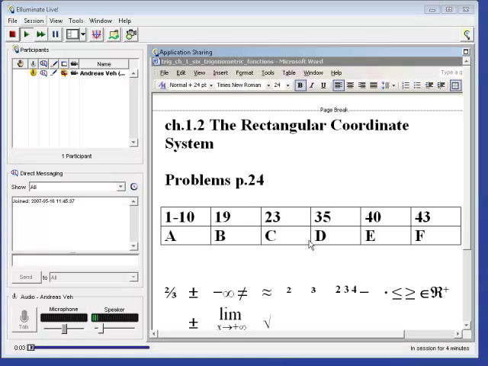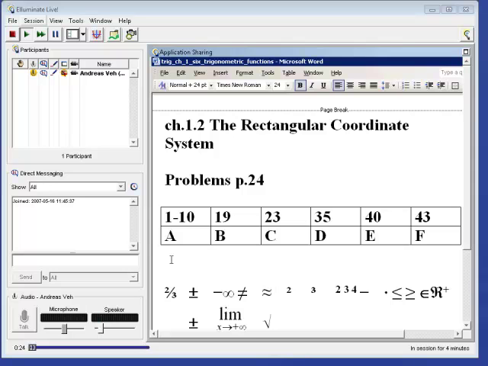Welcome to the section on problems for the rectangular coordinate system. You will not see any trigonometry in here, but this is preparation for graphing so that we can graph trigonometric functions starting in the next section.